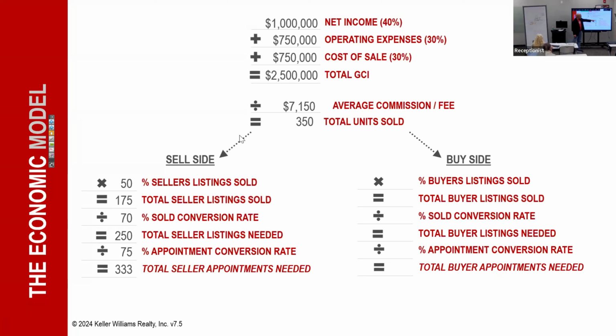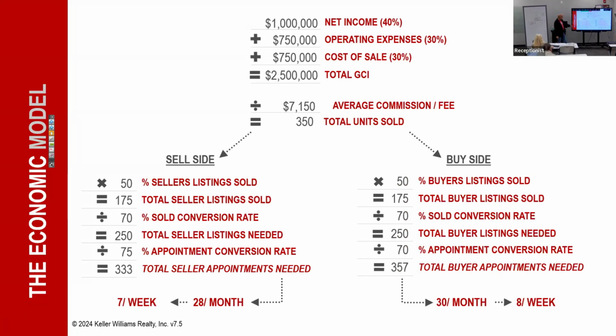Okay. And then over here on buyers, 50% of buyers' listings go through. You're going to need a total of 357 buyer appointments. Now, remember, we're talking about making $1 million here. Okay, and then go ahead and go forward for me. That means you would need 7 seller appointments a week and 8 buyer-side appointments a week.